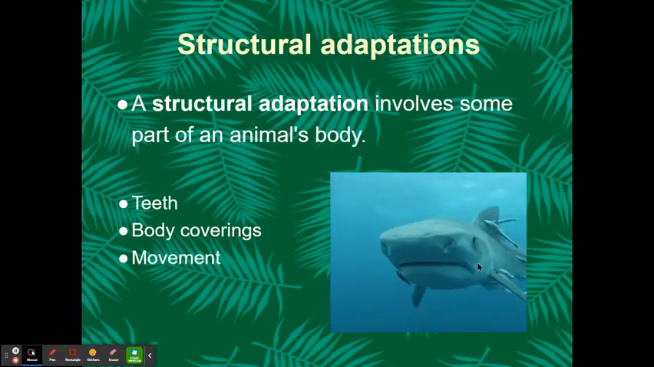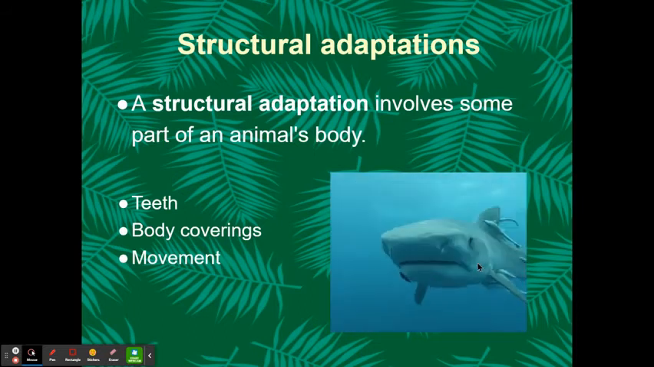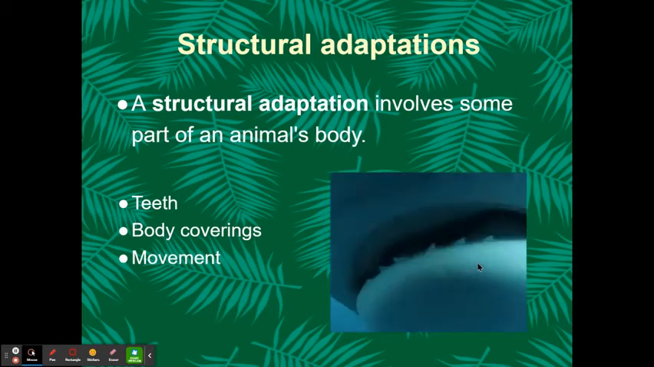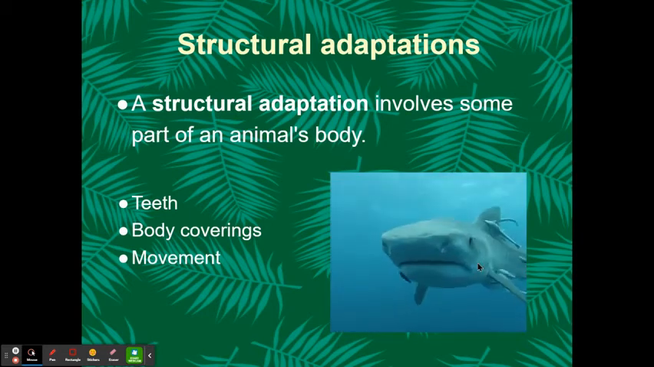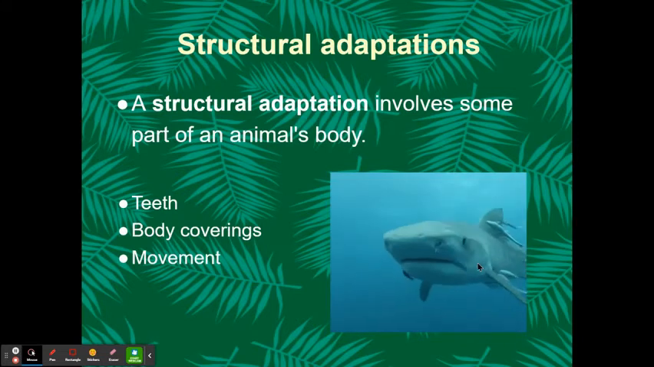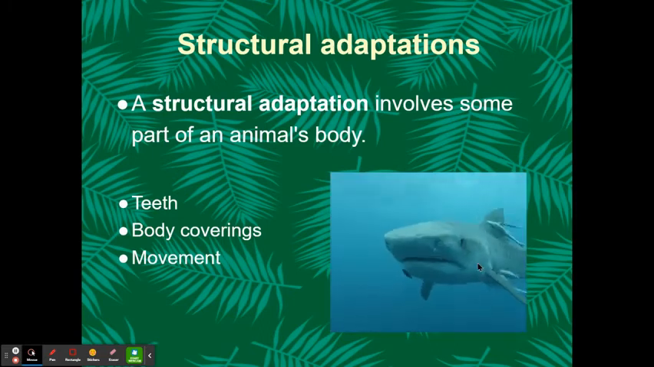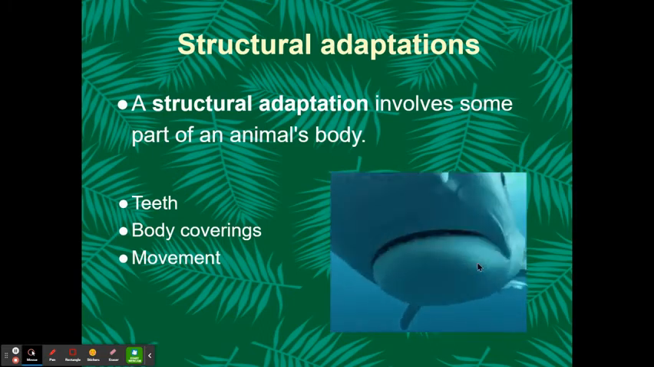Structural adaptations. This involves the parts of an animal's body. For instance, for a shark, it involves its teeth, its body coverings, and its movement. All of those have to do with structural adaptations.